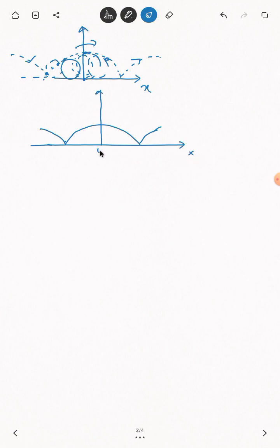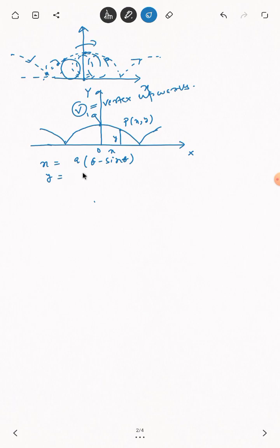This is the x-axis, this is the y-axis, and a point is here, say P(x, y). So obviously this is x, this is y. Say V1 is the vertex of the curve. When the vertex of the curve is upwards, we have its equation as x equals a into theta minus sine theta, and y equals a into 1 minus cos theta.